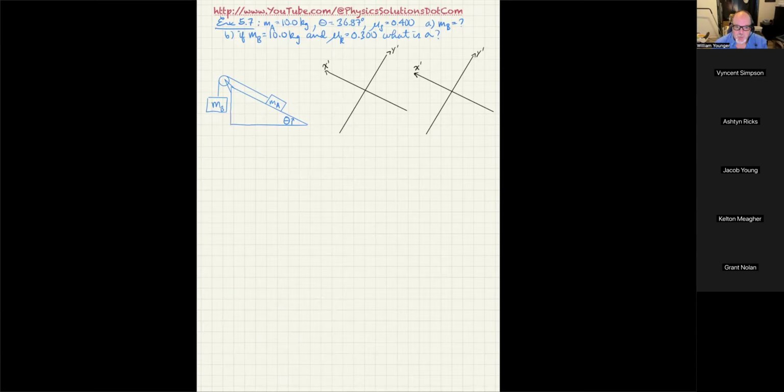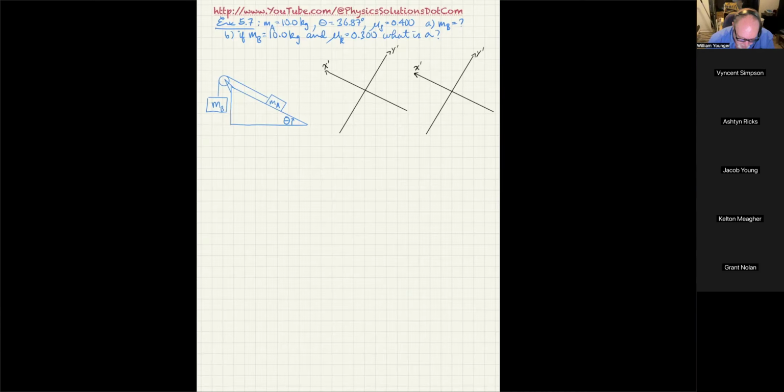So we're going to work out that, and I'll explain how that goes. And then in part B, we're going to assume that MB is actually 10 kilograms, which you might suspect is outside of that range of values that is okay to keep it from accelerating. And in that, we're asked to find out what the acceleration will be.